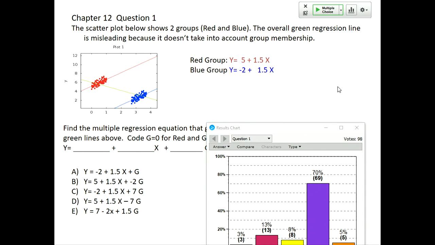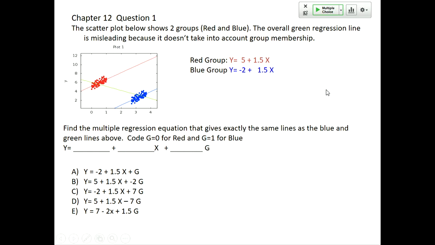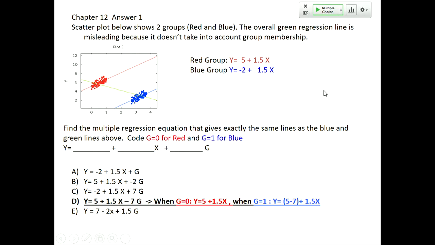So overwhelmingly D. All right, that's correct. So let's look at that and see why. It's D because you can see that when G equals 0 for the red, you get 5 plus 1 point, you get that. And when G equals 1, you just have the 5 minus the 7. So that gives you that. Does everybody understand? All right, let's look at the next iClicker then.